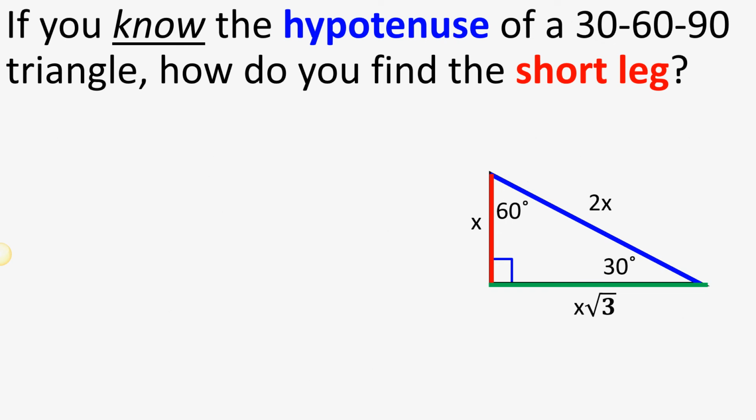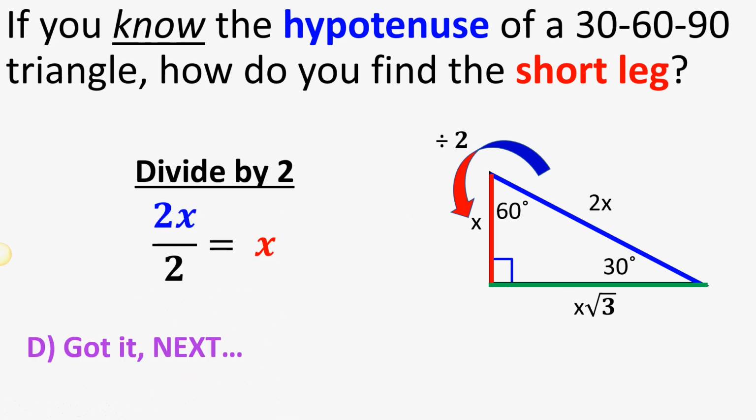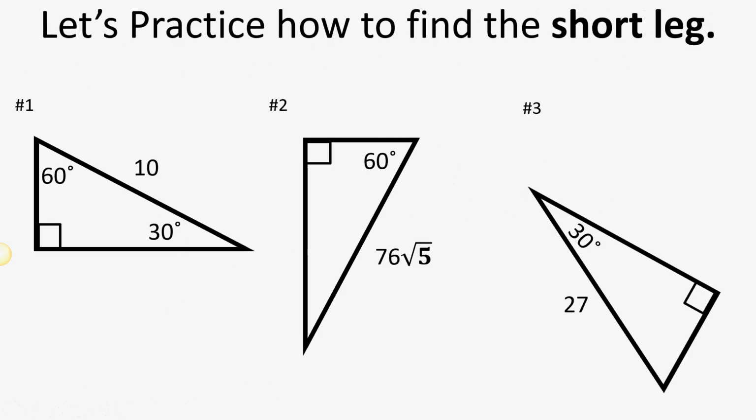Okay, hypotenuse to the short leg. Another one that's pretty straightforward. To go from a 2x to an x, it's like 2 of something to 1 of something, cut it in half. So you are dividing by 2. Okay, moving forward. I have a whole number here that's easy. 10 divided by 2 is 5.